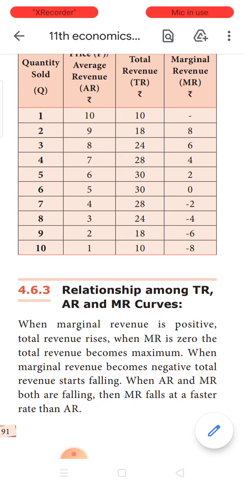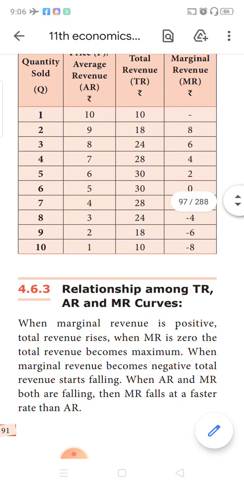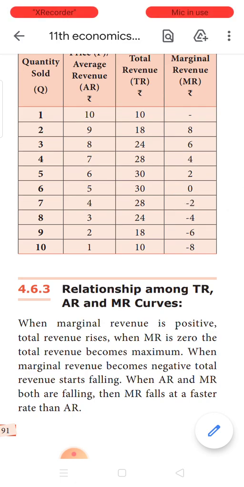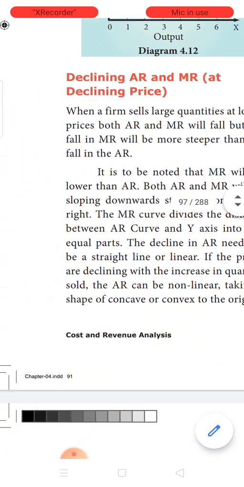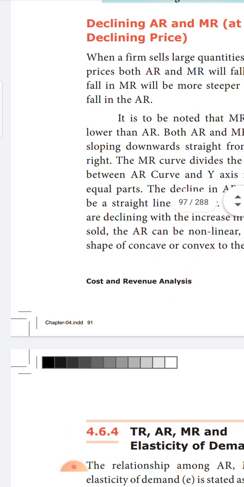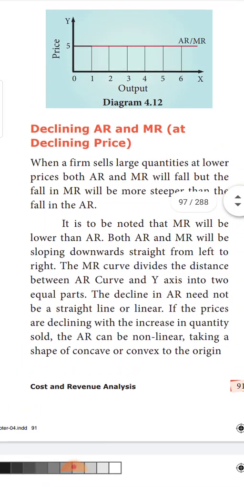We saw the relationship between AR and MR just now. When AR is falling, MR also will fall. MR falls faster than AR. That is the reason why the MR curve is lying below the AR curve, because it is falling very fast. Now, among the relationship between the TR, AR and MR, the elasticity of demand is also stated.